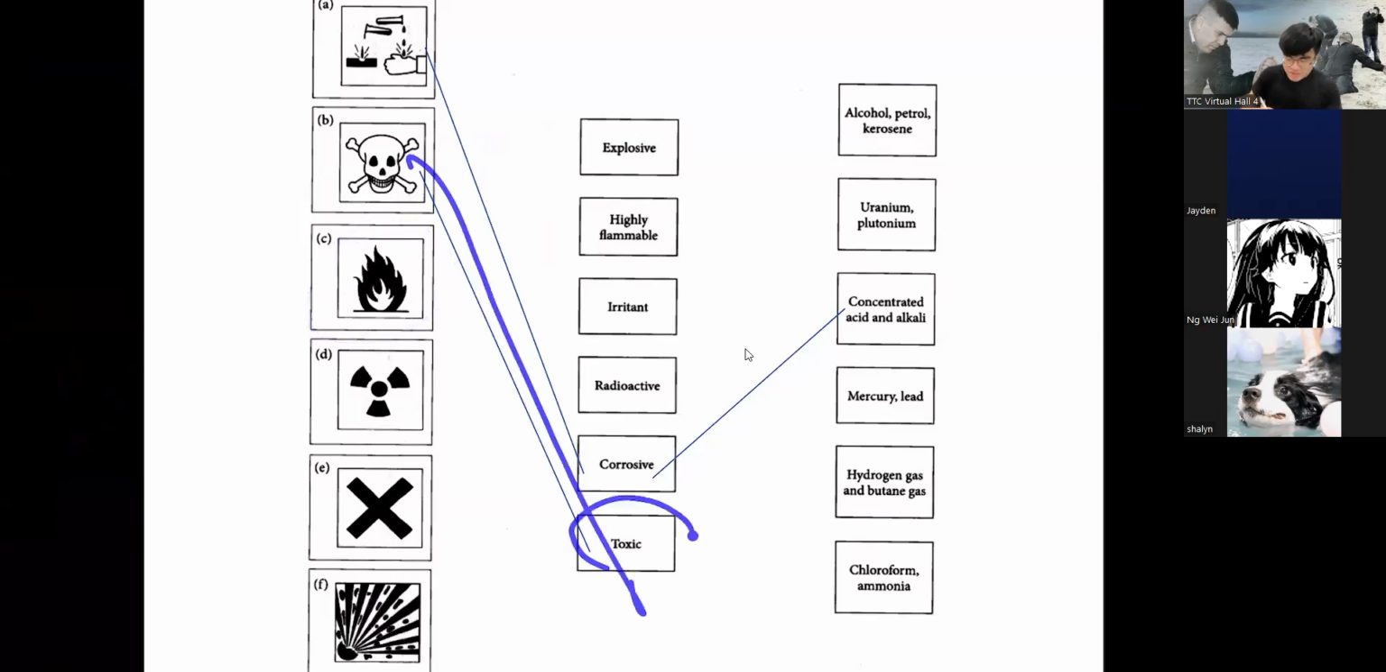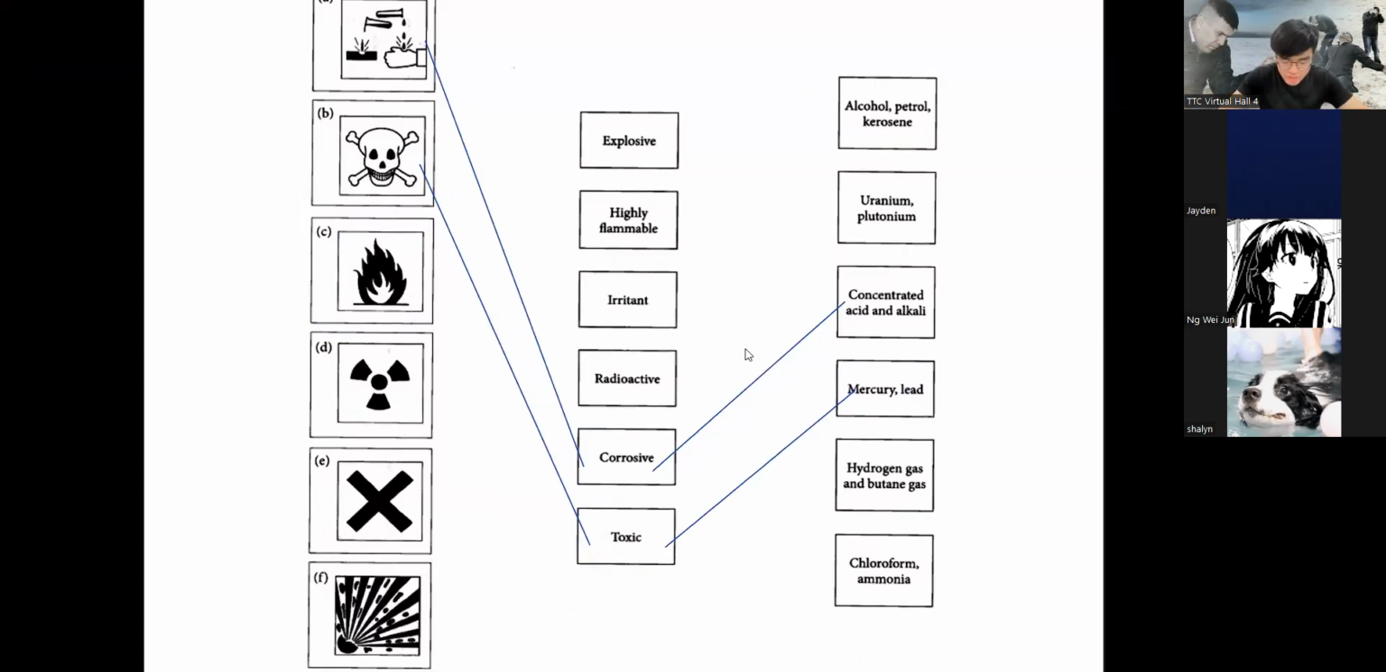Okay, let's finish the toxic first. So what is toxic? That would be your mercury and lead. Guys, what is mercury? Mercury is the thing inside your thermometer. You know the silver color thing? That thing is very poisonous, very toxic. Please don't touch mercury with your hand, because mercury can go into your skin and it will cause mercury poisoning, which is not a good thing.